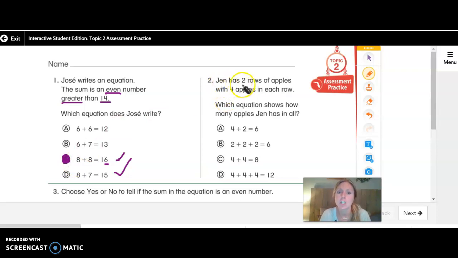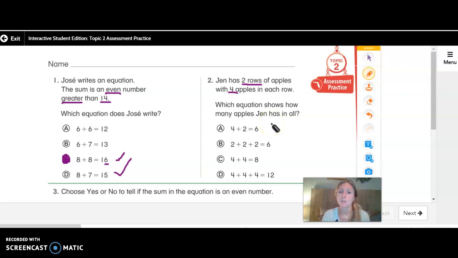Jen has 2 rows of apples. Put that picture in your head. What are you picturing? Rows. Do they go side to side or do they go up and down? Rows go side to side. Columns go up and down. So 2 rows of apples with 4 apples in each row. I'm going to underline that number too because that's useful information. Which equation shows how many apples Jen has in all?